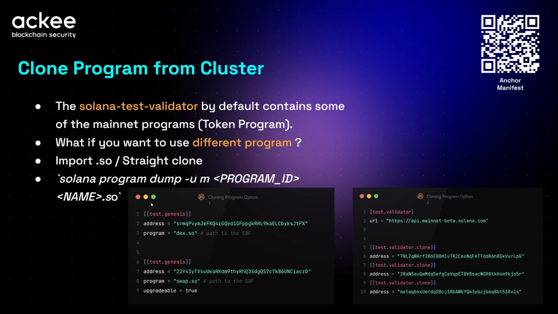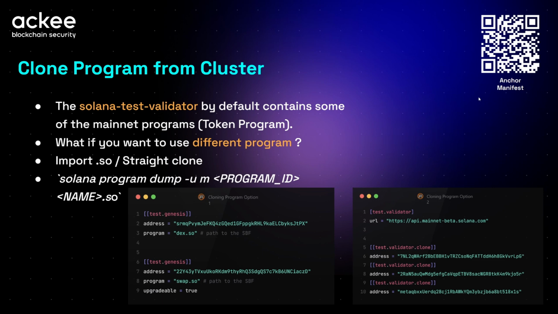Just for example, you can see the command solana program dump. You specify the program ID, and you specify the name of the file you would like to store the program in, and this option tells the subcommand that you would like to clone from mainnet. M stands for mainnet. If you would like to clone from devnet, then you should specify D.